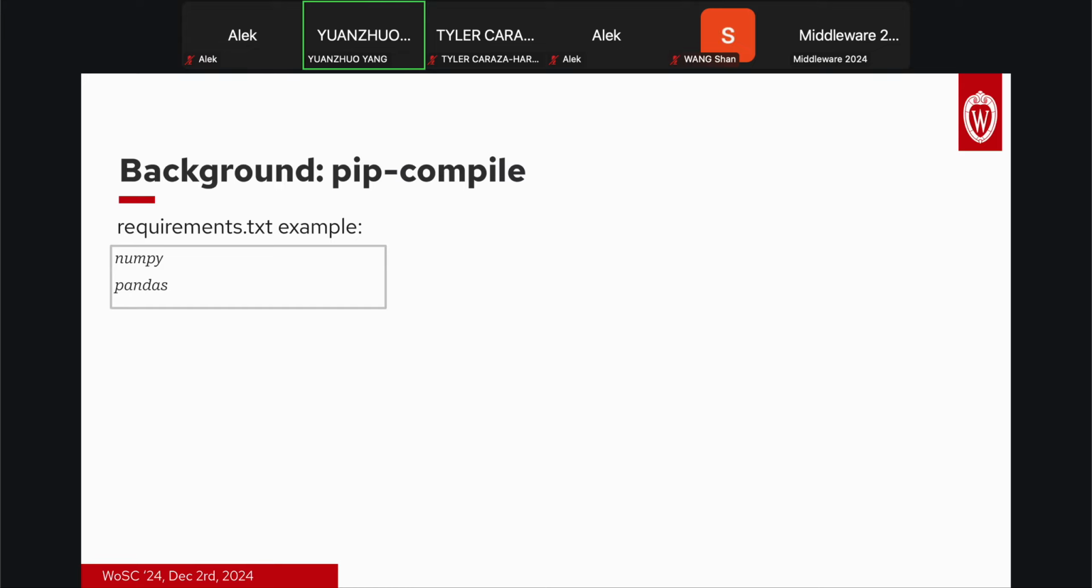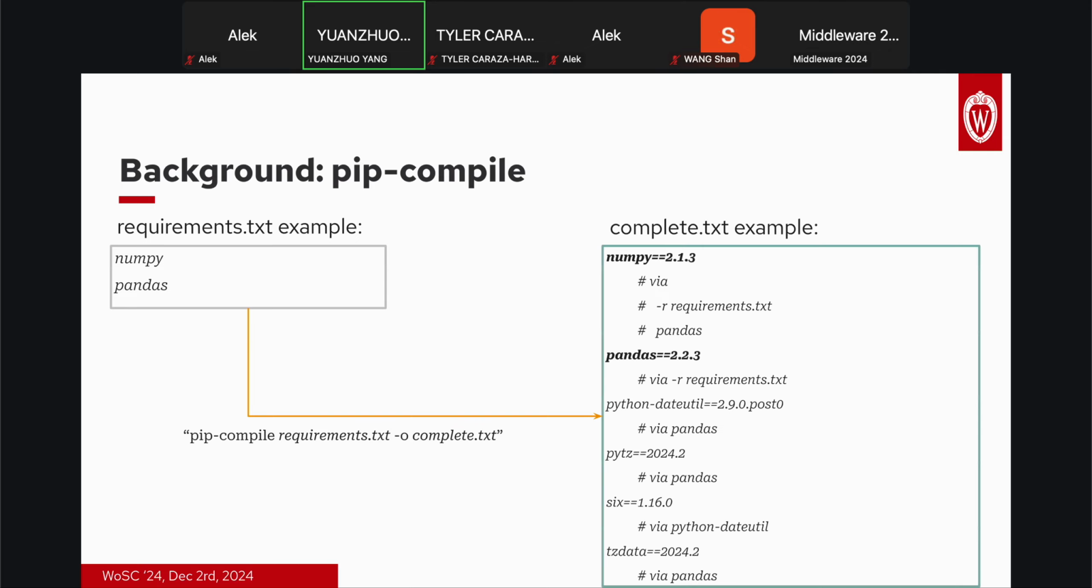So let's reuse the simple requirements.txt example with only NumPy and pandas. What happens when we run pip compile on this file? Well, it generates an output file. We called this output complete.txt. You can name it whatever you like.